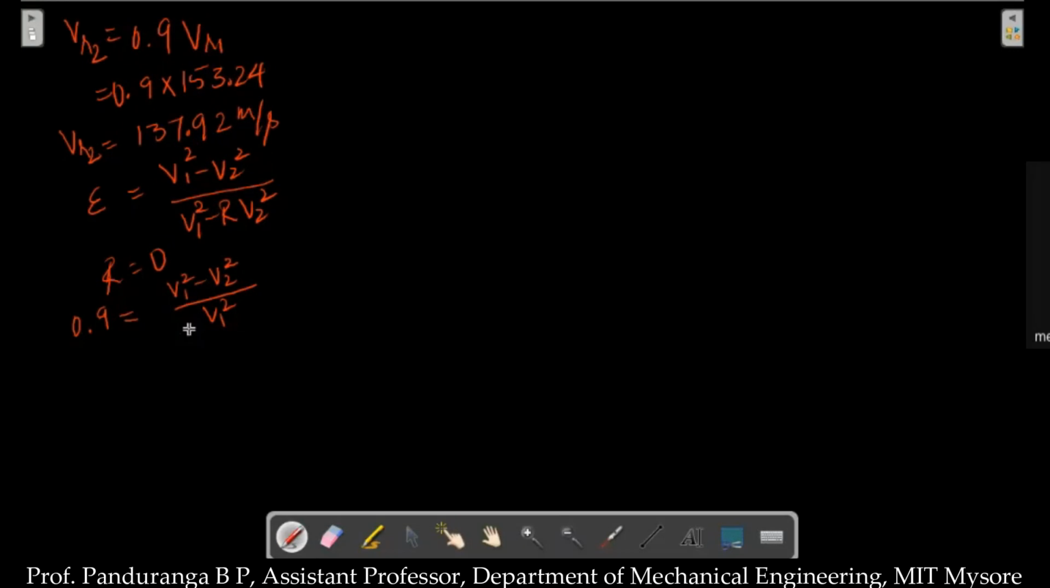So now I have only one unknown here, so I can find out V2 square. V2 square will be equal to V1 square minus 0.9 times V1 square, or 0.1 times V1 square, or V2 will be equal to V1 into root of 0.1.